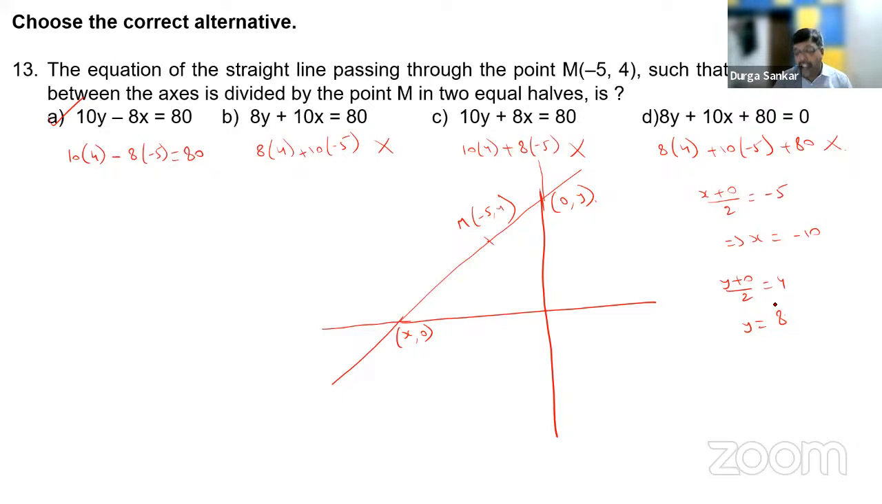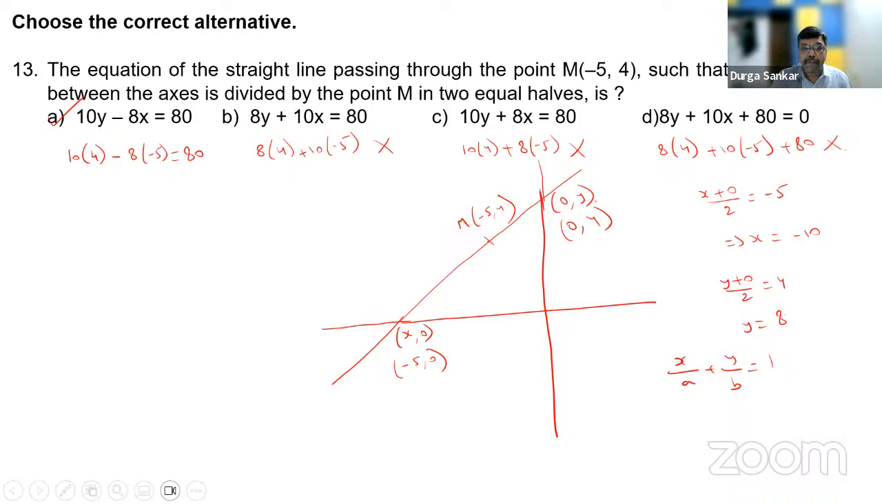So now I know the line I am looking for passes through 3 points, -5, 0, -5, 4, and 0, 4. Or since you know the x-intercept and y-intercept, you directly use the double intercept form, which is x by a plus y by b is equal to 1. Substitute the x-intercept and y-intercept, you will get the equation of the line. So either you substitute the answer options or you solve it in this manner. But essentially a type A question.